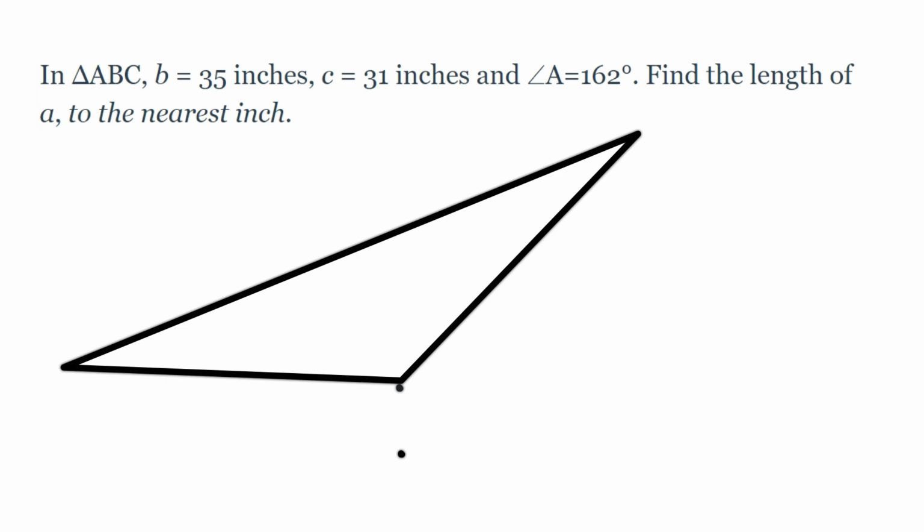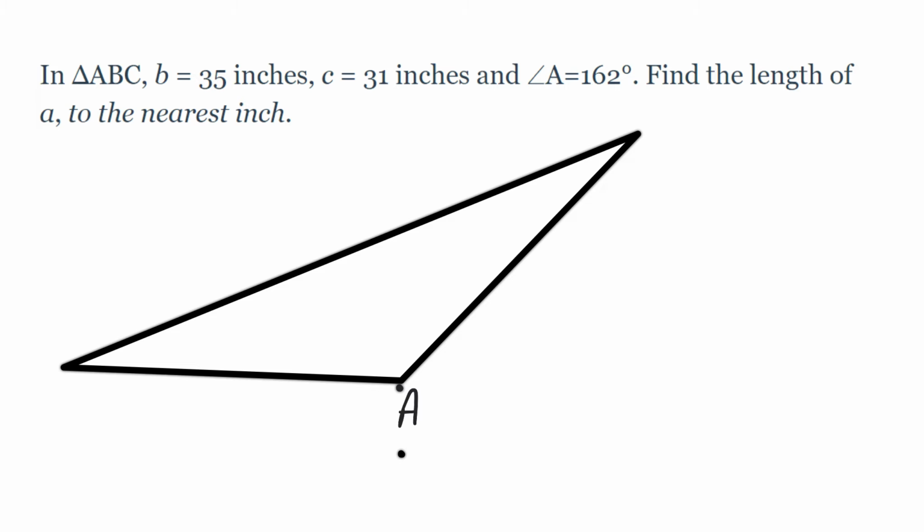So here we're looking at triangle ABC. B is 35, C is 31, and A is 162 degrees. So I'm going to do my best to try to make this thing look like this. I drew my own triangle. Yours is not what you're looking at here. This is your first example, but I created my own triangle. You're welcome to copy my triangle, but this is essentially what we have.